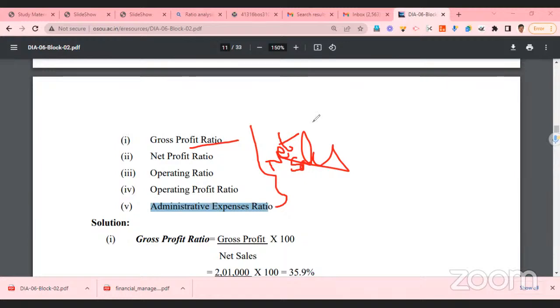It is a very simple calculation. Gross profit by sales, net profit by sales, operating ratio is cost of goods sold plus operating expenses divided by net sales, and operating profit ratio is 100 minus operating ratio. Administrative expenses divided by net sales into 100. Very simple, and you will get good marks.